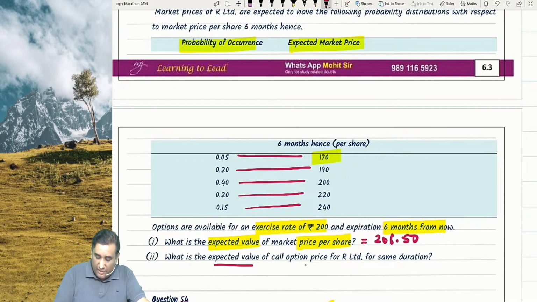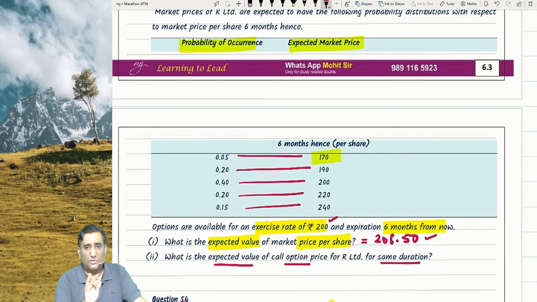Second part is expected value of call option for the same. Now, if I was checking the paper, I could have given you marks assuming that 200 is the exercise price or expected price. The call option, how it gives... every time what they'll do is, you have to compare this 200 with this option. Call option would be exercised when price goes up.